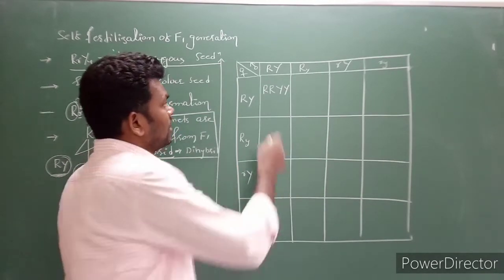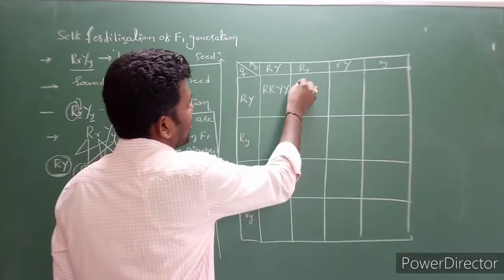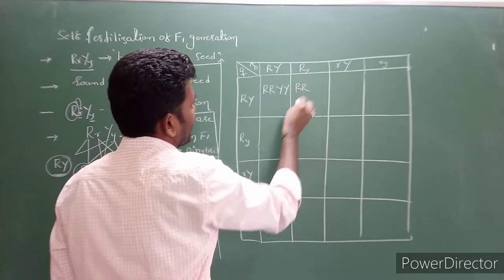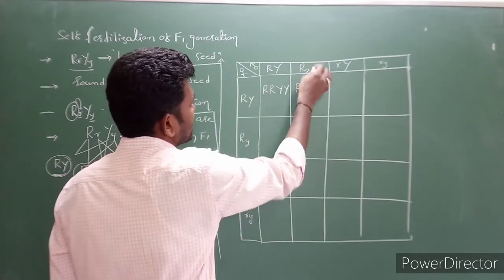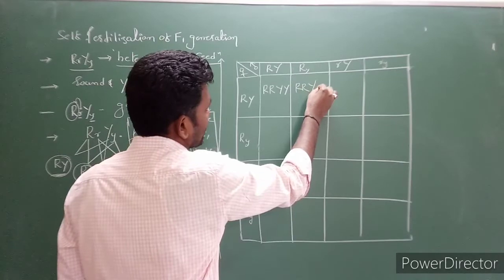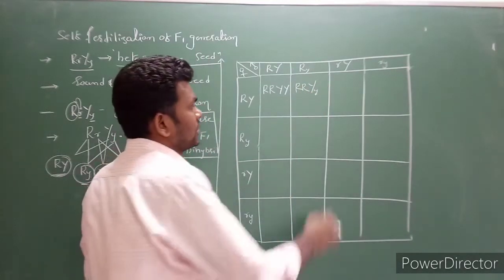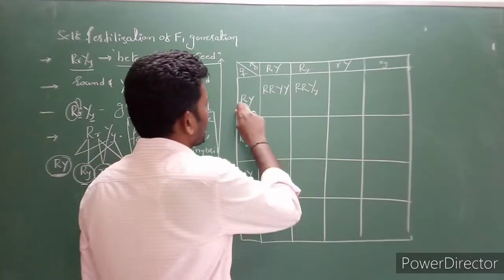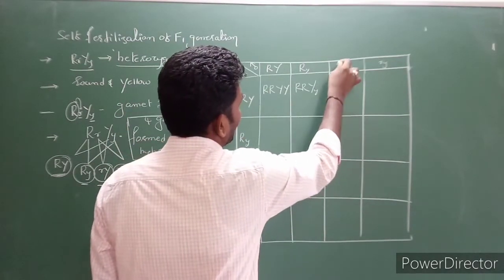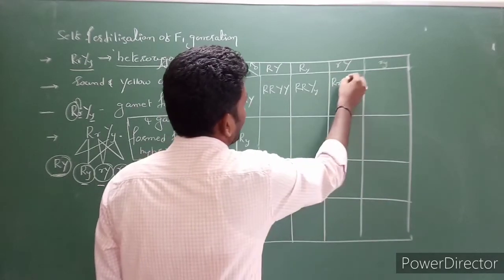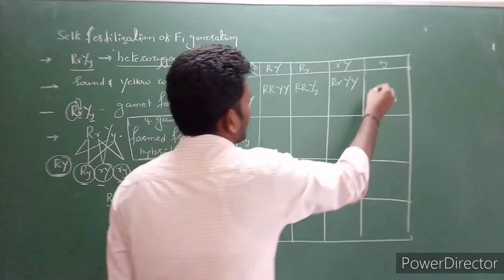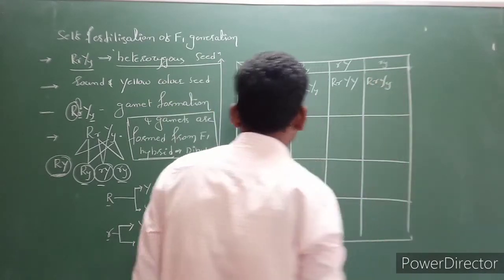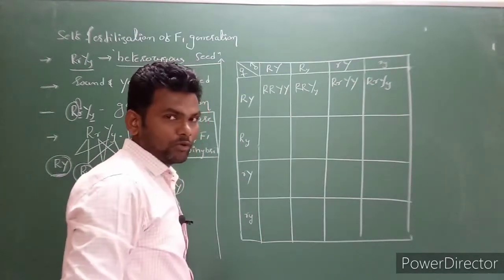Okay. Capital R here, first capital R, capital R. Here capital Y, here small y. Capital Y, small y. You can't write capital R and capital Y like that. Capital R and small r. Capital Y and capital Y. Capital R, small r, capital Y, small y. So four zygotes are formed.